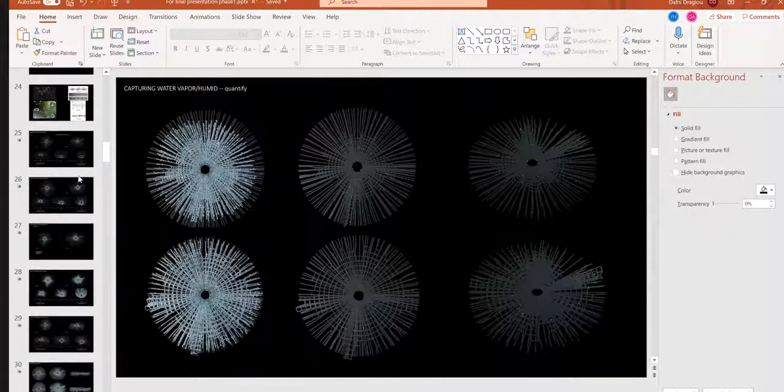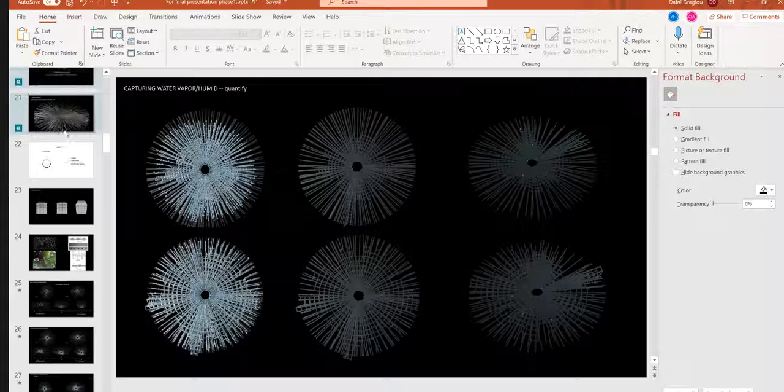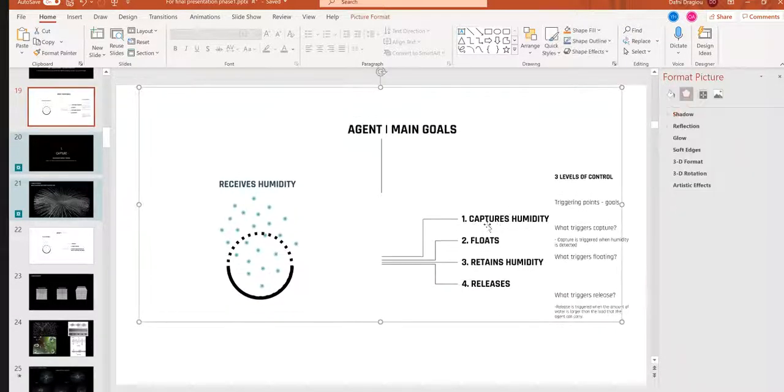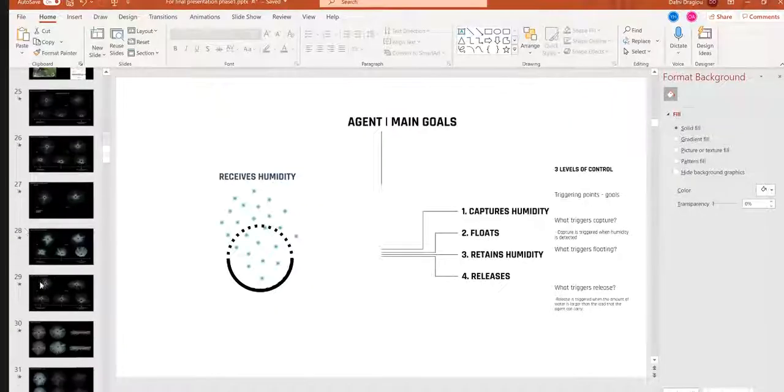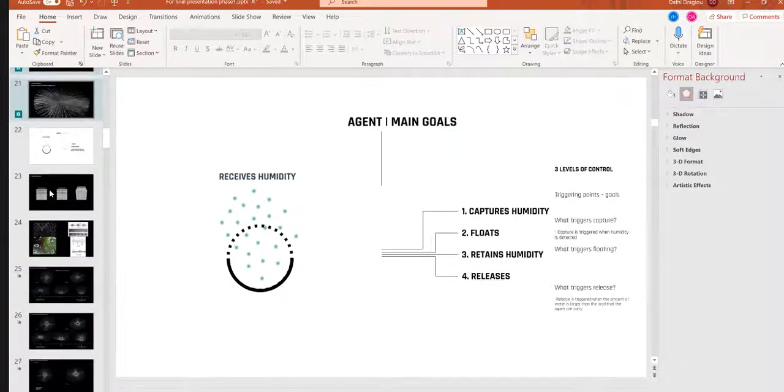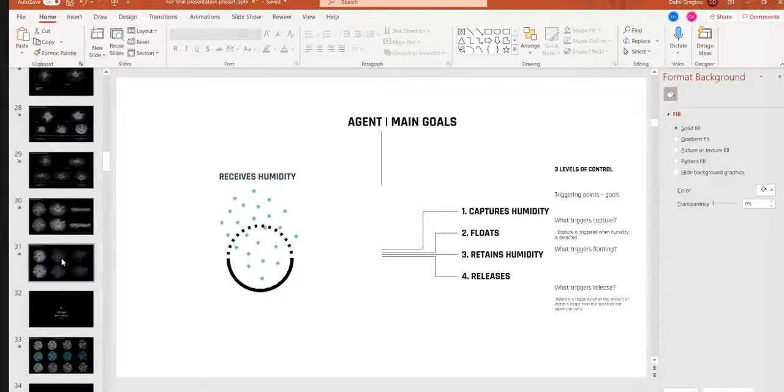So I think that we have these basic attributes in our agent. So how much humidity it can capture, how it can float, how it retains it, and how it releases it, which we haven't touched yet. Yeah. And we were thinking that we might also have to add an aspect of the receiver, which is the receiver agent, and how this works.